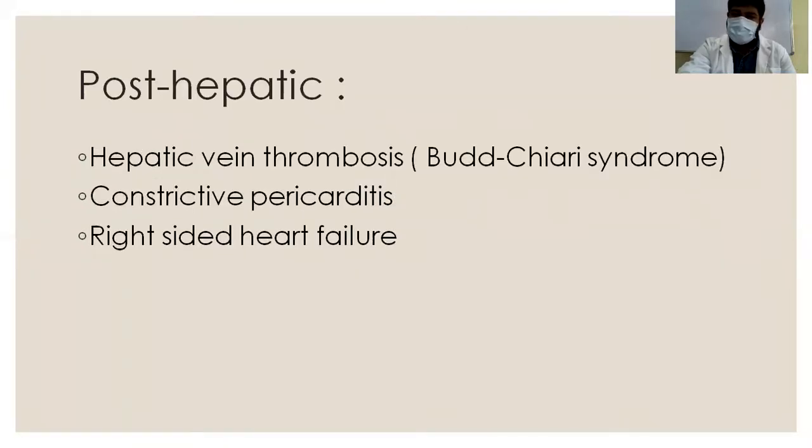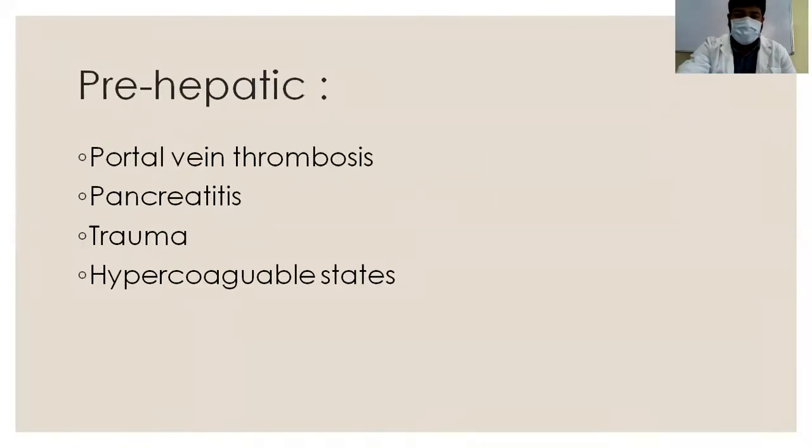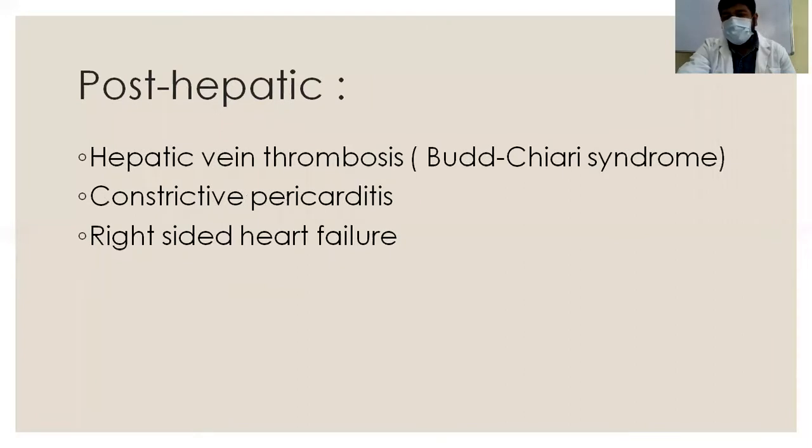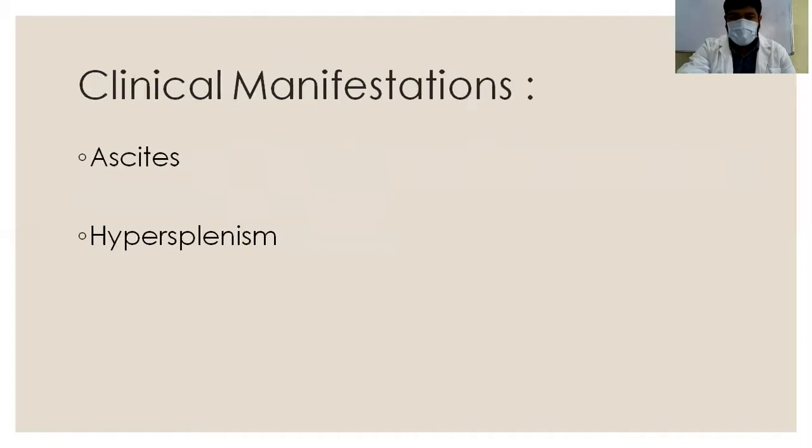Post-hepatic causes: hepatic vein thrombosis. In prehepatic causes, we have talked about portal vein thrombosis, where the obstruction occurs. Similarly in post-hepatic hepatic vein thrombosis, like in Budd-Chiari syndrome, due to the thrombus formation the flow into the inferior vena cava gets reduced. Constrictive pericarditis and right-sided heart failure are also causes. These are volume overloaded states.